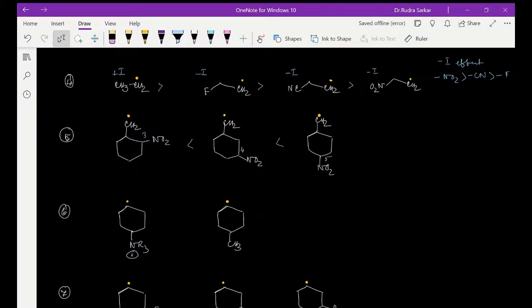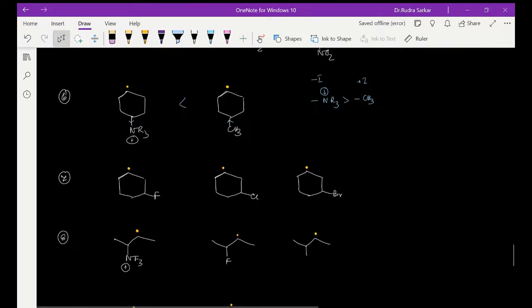Now if you compare the minus I effect of NR3 plus and that of CH3, then obviously NR3 plus is minus I, whereas CH3 is plus I. So this will be giving electron density and this will be withdrawing electron density, and that way we will say the second molecule will be more stable than the first.